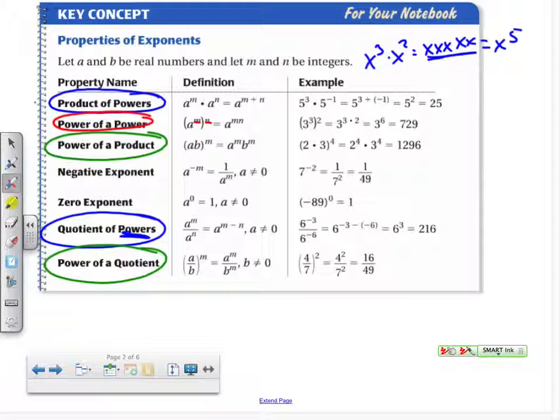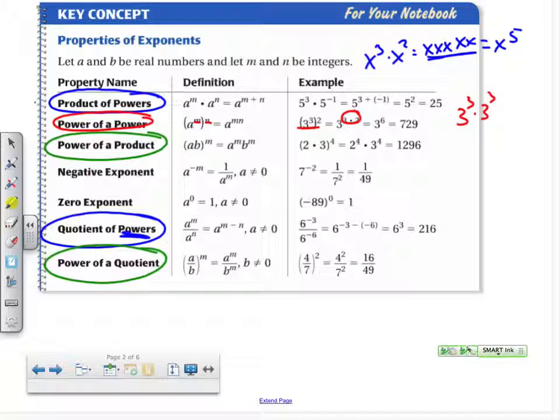More concrete example right here, 3 to the third, squared. Well, that's like saying 3 to the third times 3 to the third. You're going to add the exponents, which 3 plus 3, that's the same as 3 times 2. So power to a power, exponents are together, you multiply.